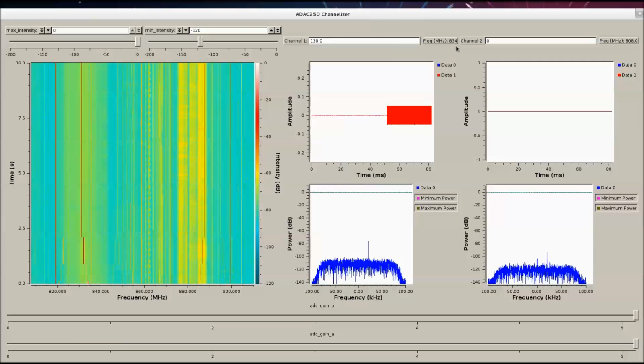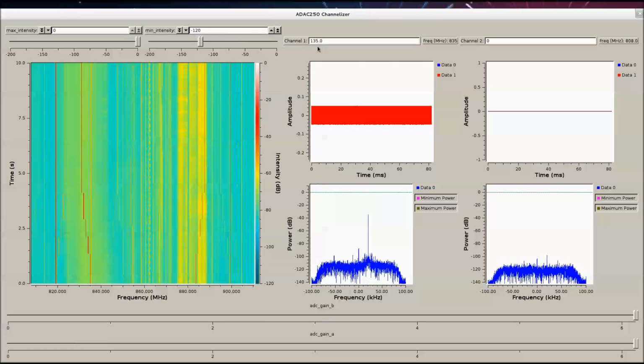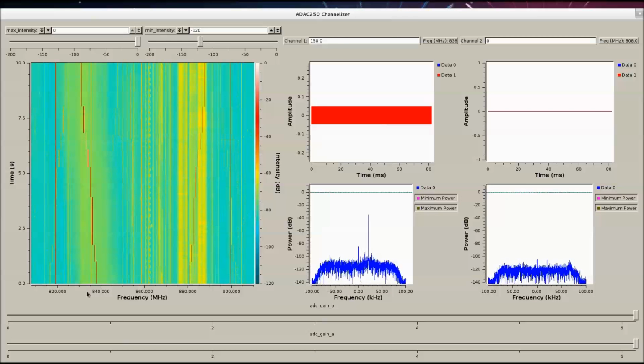When the signal generator frequency is tuned manually, the channel is updated and correctly tracks the signal.